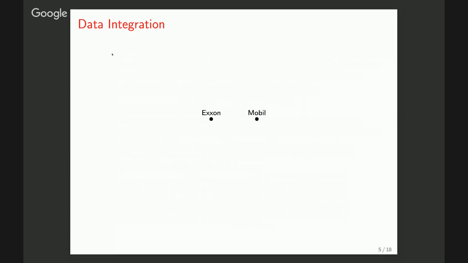So what is data integration? Well, at a high level, it's simply the process of combining 2 or more data sets into a unified other data set. So for example, you have data for Exxon and data for Mobil. These are oil companies. They were oil companies. And they merged, and so they had to merge their IT infrastructures and their database systems into ExxonMobil.